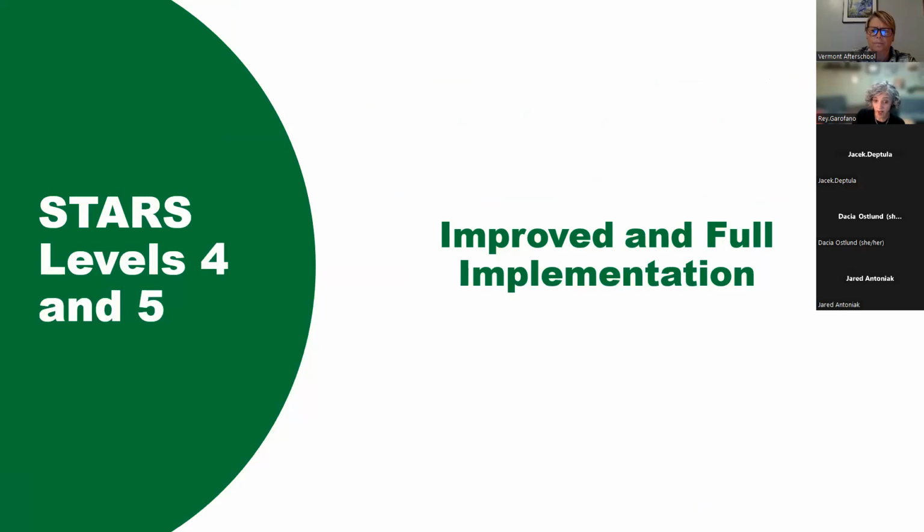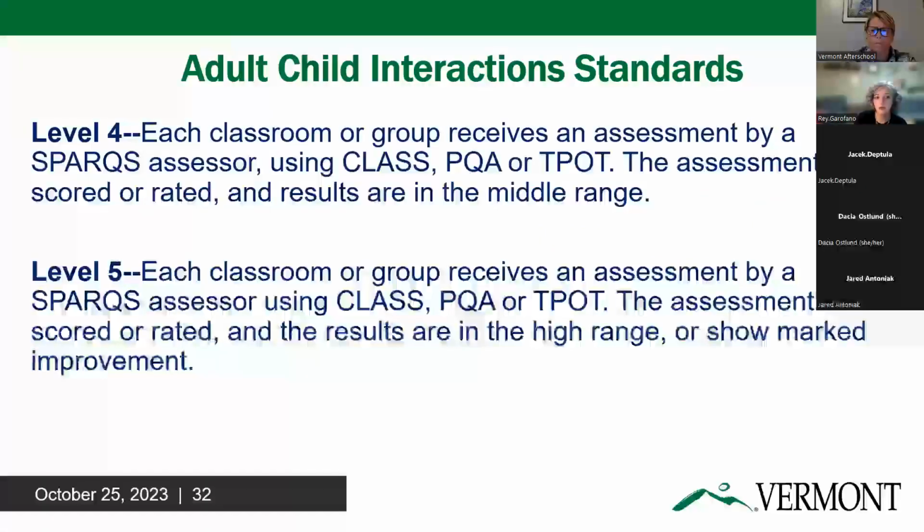So levels 4 and 5 are improved and full implementation of the goals that you set. For level 4, we want to make sure that each of your program's classrooms are receiving assessment by a SPARQS assessor using the PQA tools. And this time, the assessment's going to be scored or rated. So at level 3, you have the option of, and you know what? Trisha, correct me. The PQA is not scored, correct? The PQA is not scored.